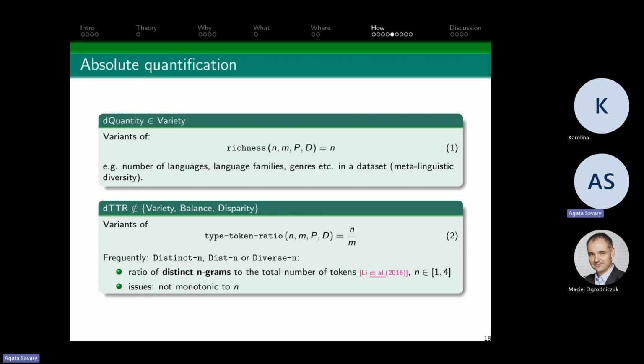Now the second family is what resembles type token ratio. So the number of categories divided by the number of elements. And there are many variants of them. The most popular one is what is called dist-n, or distinct n, or diverse n, which is basically the ratio of distinct n-grams, so n being 1, 2, 3, or 4 most of the time, to the total number of tokens, so words, right? It's a variant. And it's very often used, but we found, not only us, but there are issues with this measure. One of them is that it's not monotonic to n. There can be 2 different subsets with one having more categories than the other, but the diversity being opposed. Another problem with type token ratio is that it depends on the text length. Yes, exactly. That's precisely the reason.